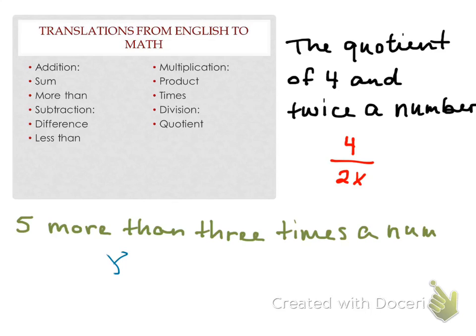Okay. 5 more than 3 times a number. The order does not matter because more than is with addition. So we can have the 5 first, like I have here, 5 plus 3x, because times is with multiplication. Or we can do 3x plus 5. Either way, you get the same answer.